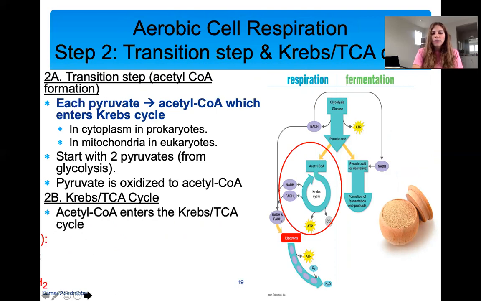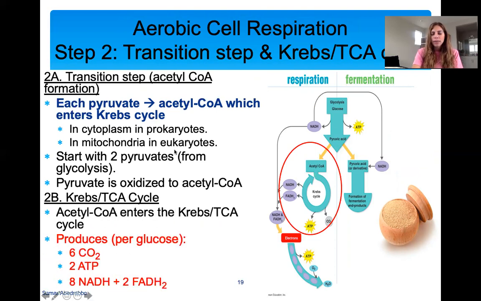And what I want everyone to know is that the Krebs cycle, so this part right here, in prokaryotes happens in the cytoplasm, and in eukaryotes, it happens in the mitochondria. So for all prokaryotes, for all bacteria, glycolysis and the Krebs cycle happen in the cytoplasm. And we start with 2 pyruvates. They get converted to acetyl-CoA. Acetyl-CoA enters the Krebs cycle.